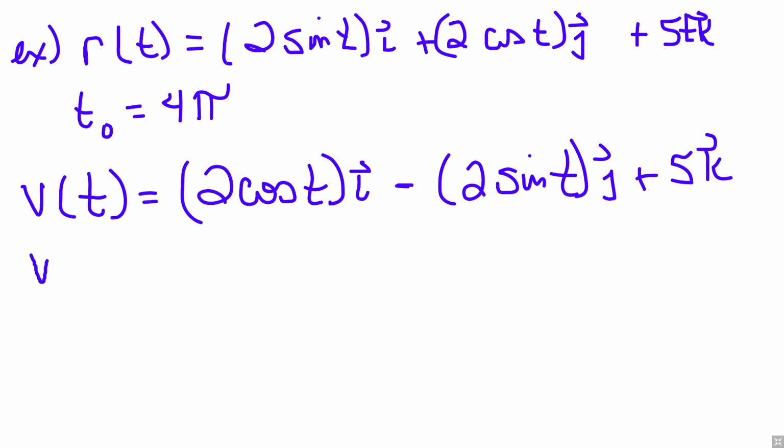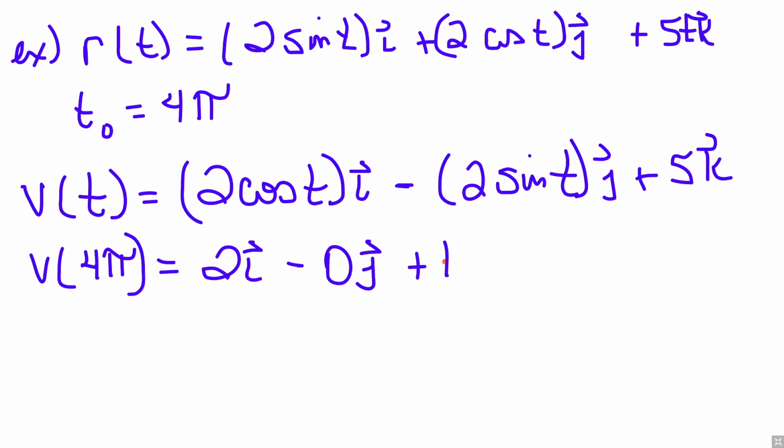So essentially, what I want to do is evaluate this at pi over 4. If I evaluate this at pi over 4, I'm going to end up with 2 in the i direction minus 0 in the j direction plus 5 in the k direction.